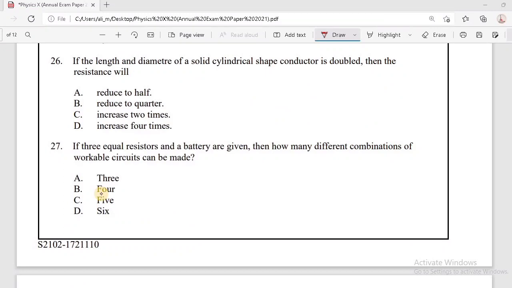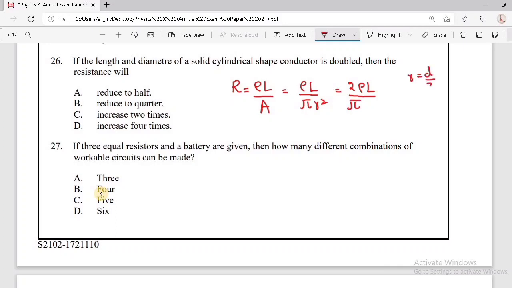Now let's come to our question number 26. If the length and diameter of a solid cylinder conductor is doubled, then what will be its effect on the resistance of that conductor? So we know that resistance is equal to rho L over A, where A is the cross-sectional area of the conductor, so it will become rho L over pi r square. Then if we double the length of the conductor, the resistance would become double, so it will become 2 rho L divided by pi, and r is equal to d over 2, so it will become d square over 2.